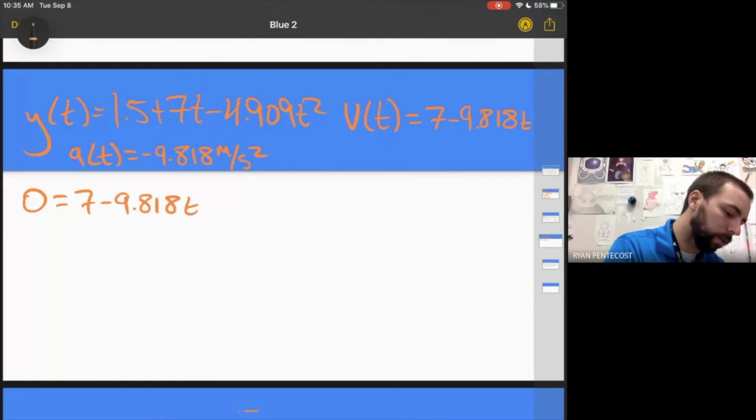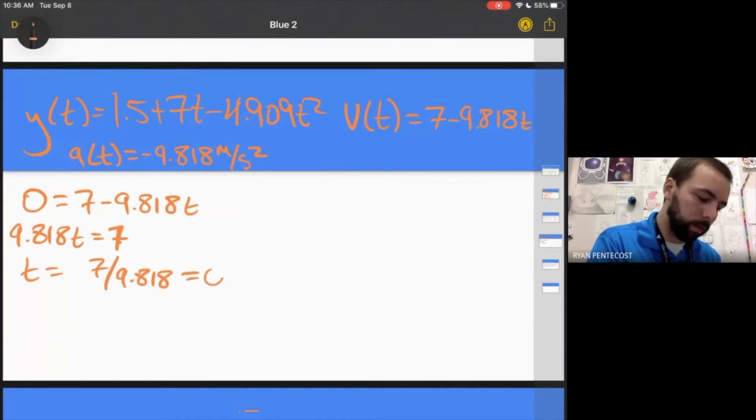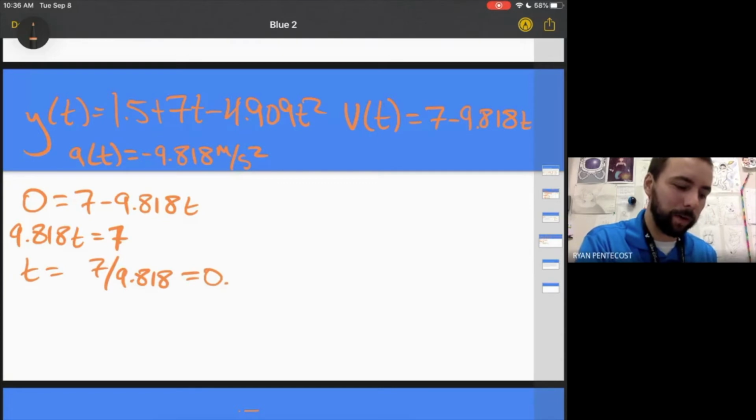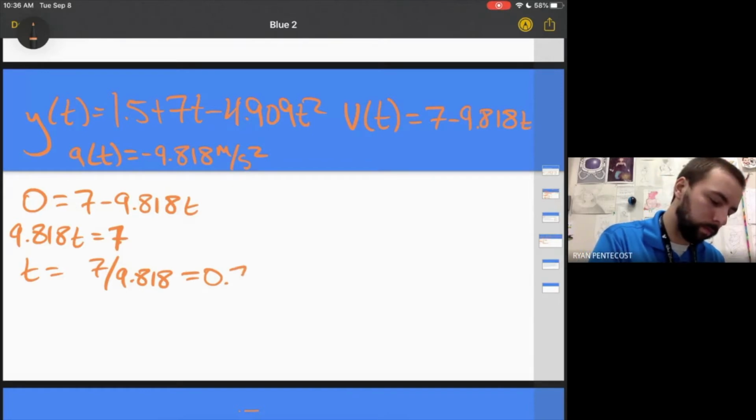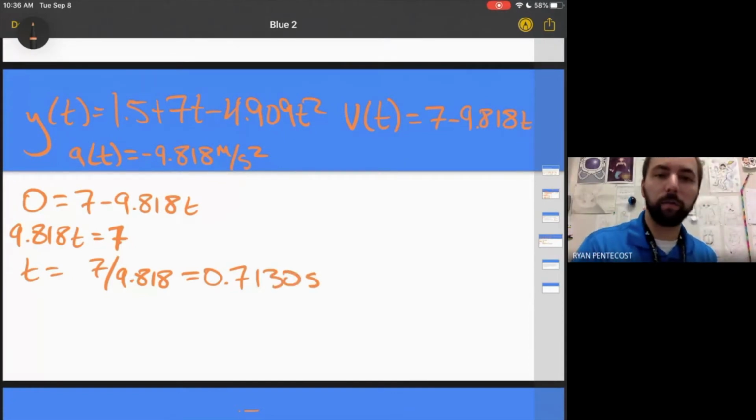So you've got 9.818t equals 7. And then t equals 7 divided by 9.818 equals 0. We've got 4 sig figs on that, 9.818, so we'll go that far. So 0.7130 seconds. So that's the time it took for that velocity to reach 0, right?